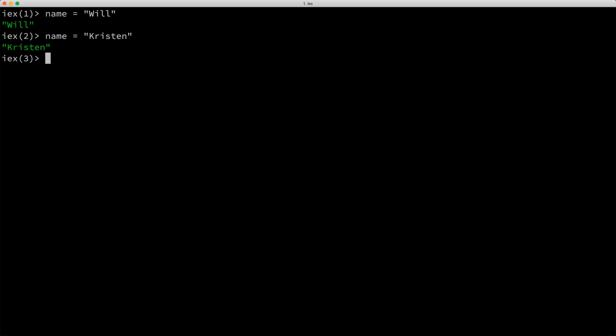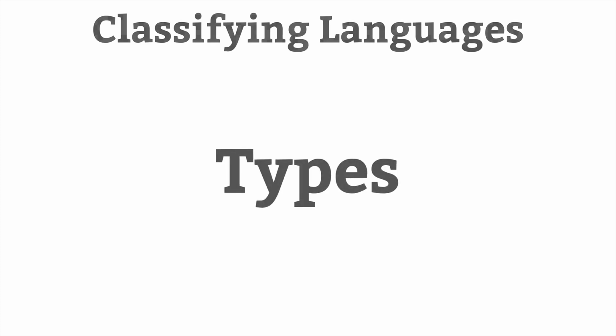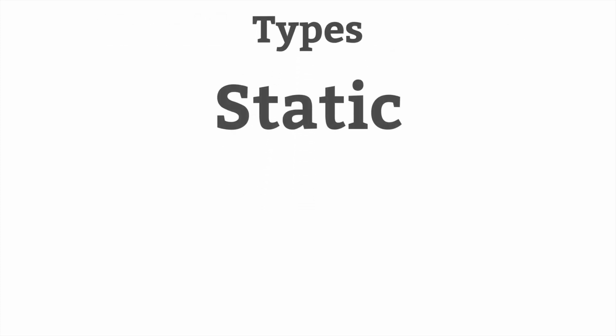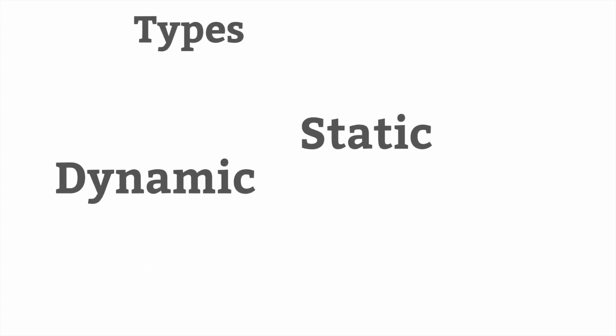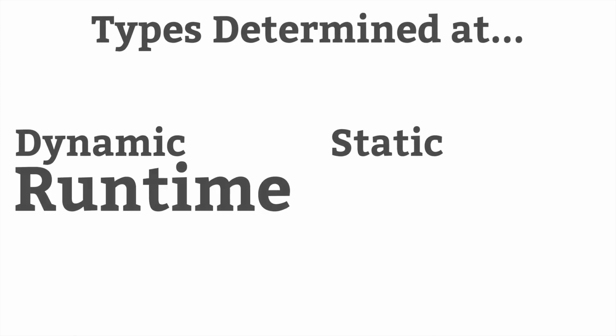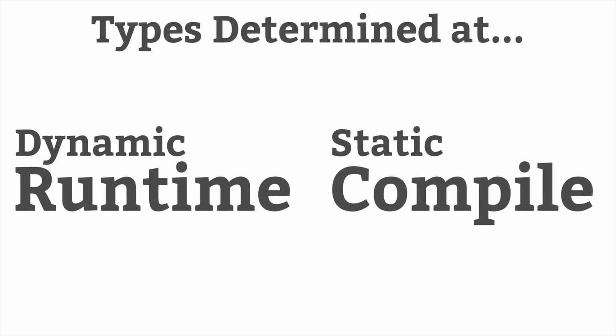By the way, one way of classifying a programming language is by how it handles types. In other words, is it a statically typed language, or is it a dynamically typed language? Dynamic typing means the data types of the values you use in your program are determined at runtime, whereas static typing means the data types are determined at compile time. If you had to guess, do you think Elixir is statically typed or dynamically typed?